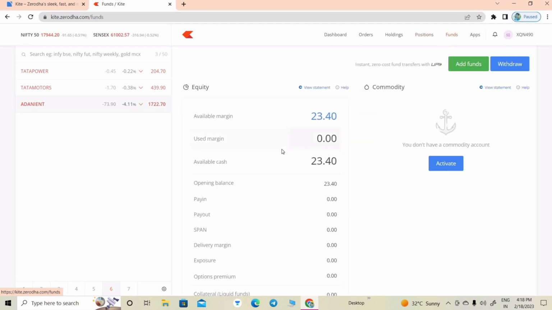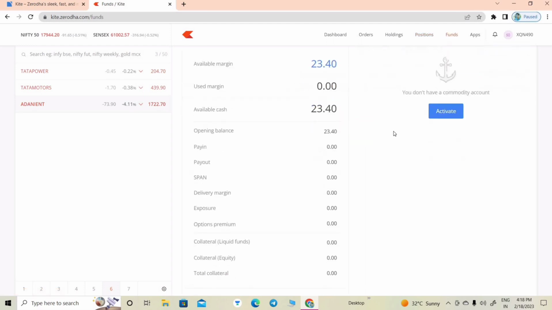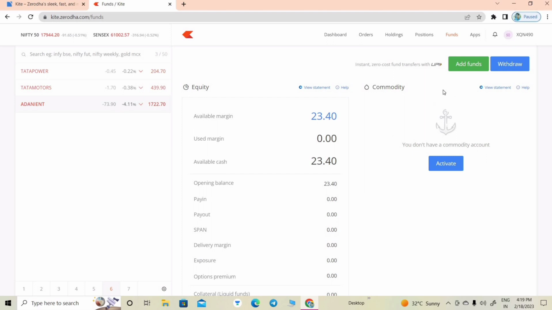Then going to the Funds option, here we can use this Funds tab for adding and withdrawing funds. We can see the Add Funds and Withdraw options. By using the Add Funds option we can add funds to your Zerodha application using your linked account, and by using the Withdraw option you can withdraw your earnings from this application. The withdrawn amount will reach your account only after 1 or 2 days. That is one thing we have to know.